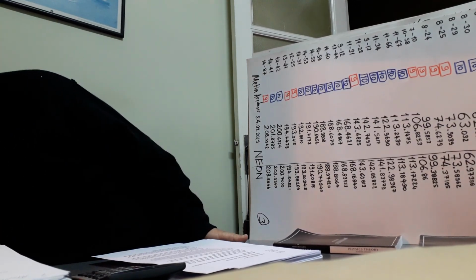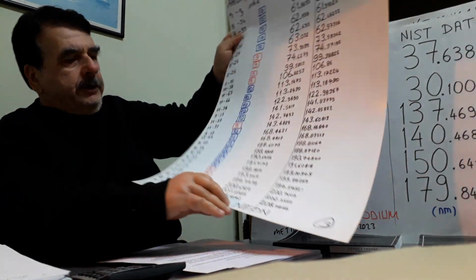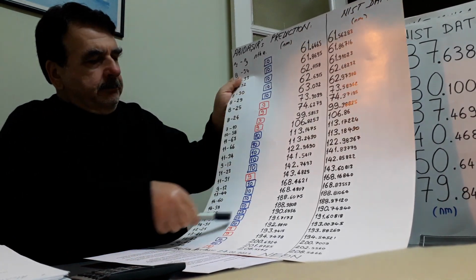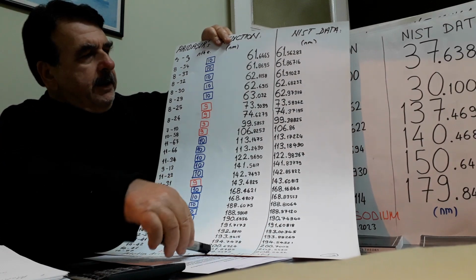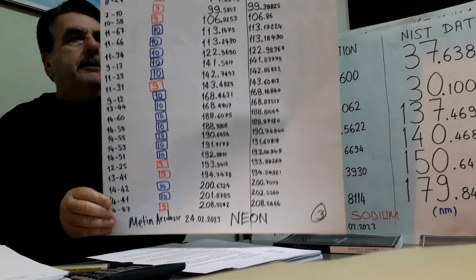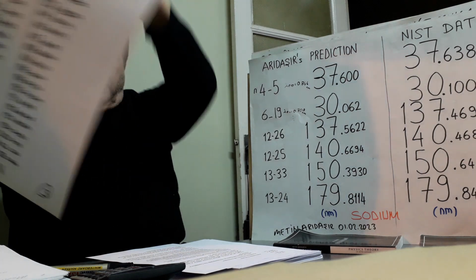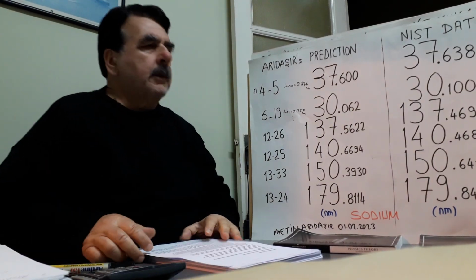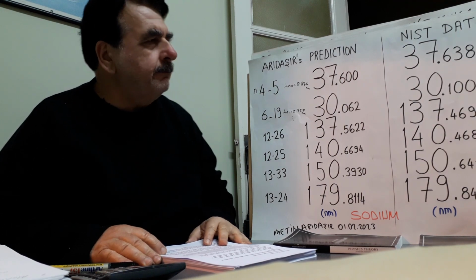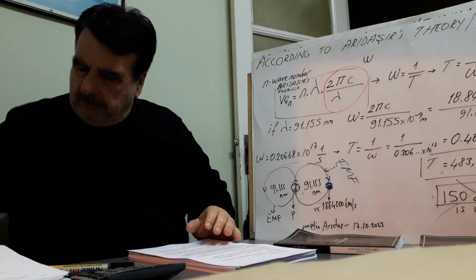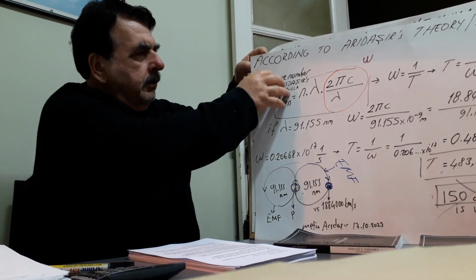Then, here, wait a moment. This is neon. Neon atom, multi-electron atom. Left side my calculations, right side NIST data. Here. Everything is certain. Everything is precise. Sodium again. Yes, snapshot.